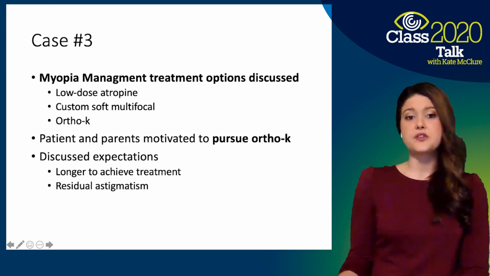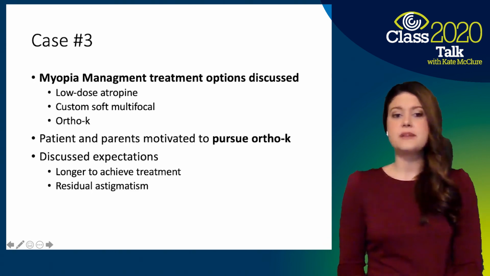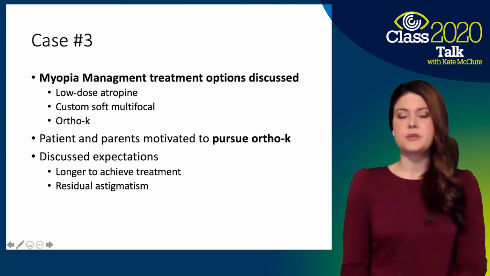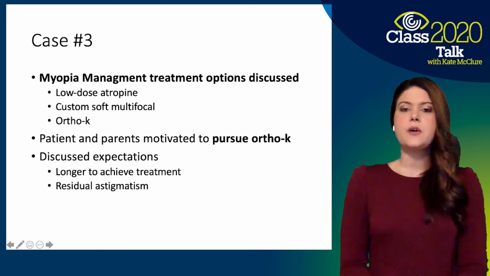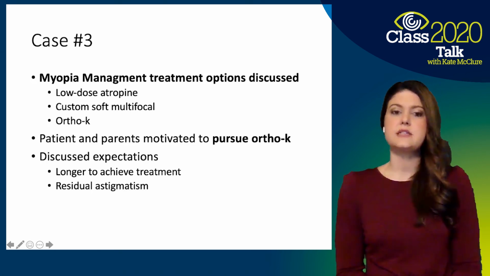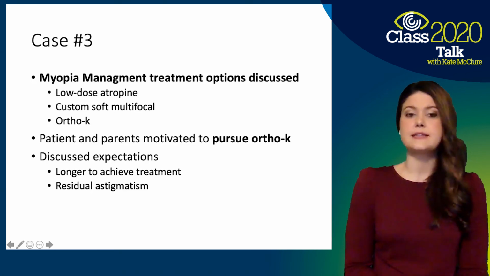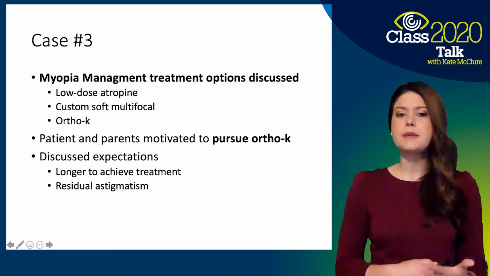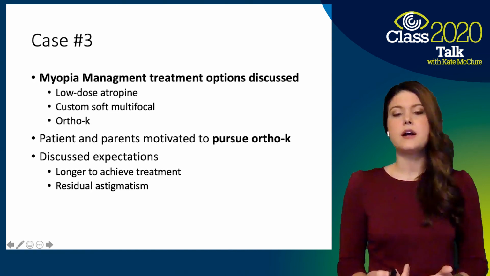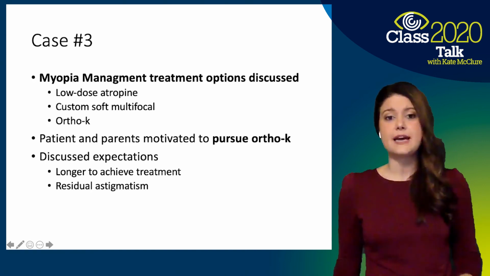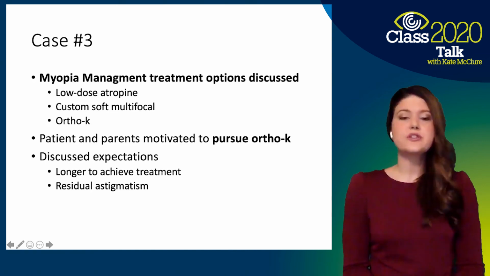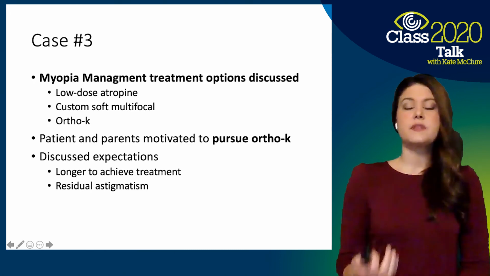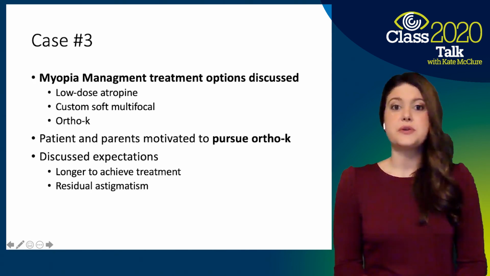We've got low dose atropine, custom soft multifocal, and ortho-K. Those are the three that I'd like to consider pursuing for this patient. Now, mom is really interested in contact lenses. She knows her daughter wants to wear contact lenses. And I had the discussion about the astigmatism and how it may limit the success of some of our myopia management designs. So mom says, "Yep, we can try contact lenses," but she understands that if it doesn't work or if the patient can't adapt, they'll do low dose atropine.